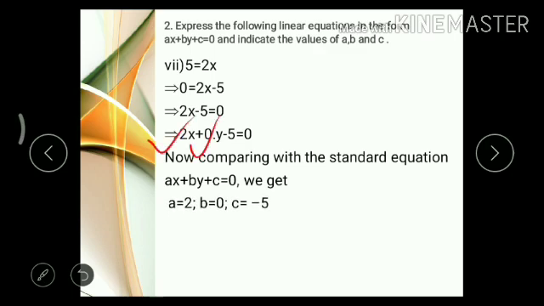So this was the explanation of these 3 questions. I thought these are a little bit different types, so I chose these 3 questions. The rest of the questions are easy and you can do them.